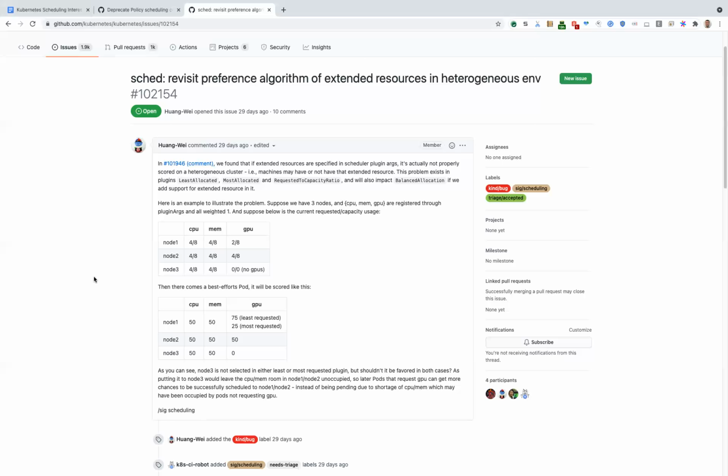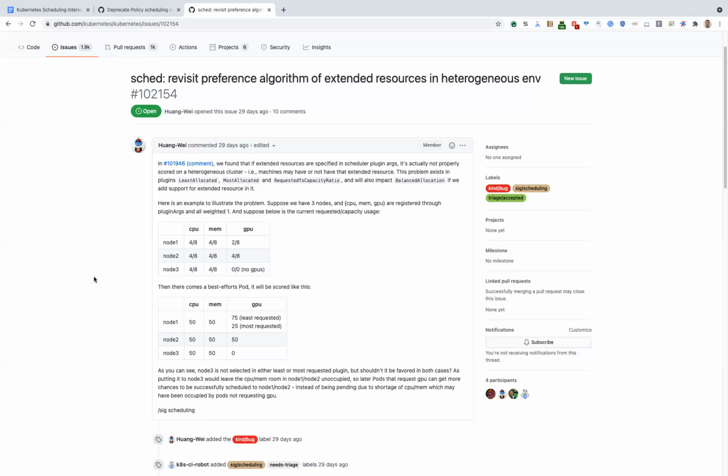Yeah. So the other thing is that when you're configuring the least or most allocated plugins, you can give more weight to a particular resource. But for the balance, we decided that we should always consider the standard deviation for all of them. Yeah. I see.